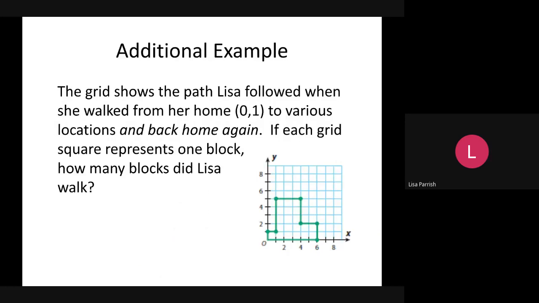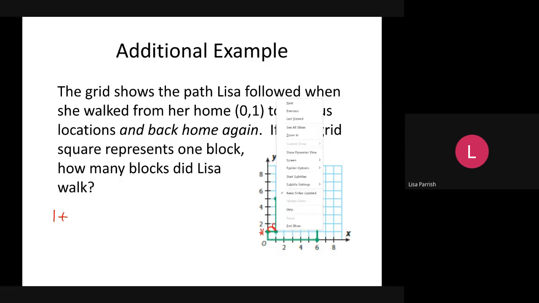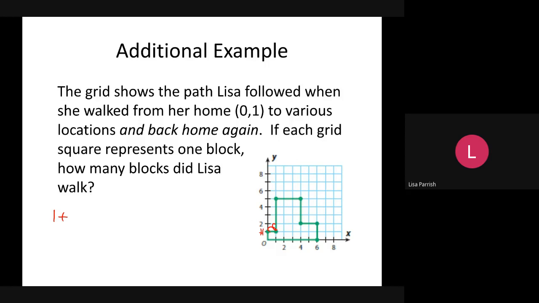Okay, let's try another example here. This says this grid shows the path Lisa followed when she walked from her home at (0, 1). So this is her home to various locations and back home again. If each grid square represents one block, how many blocks did she walk? Well, when she went from this location to that location, that's 1.